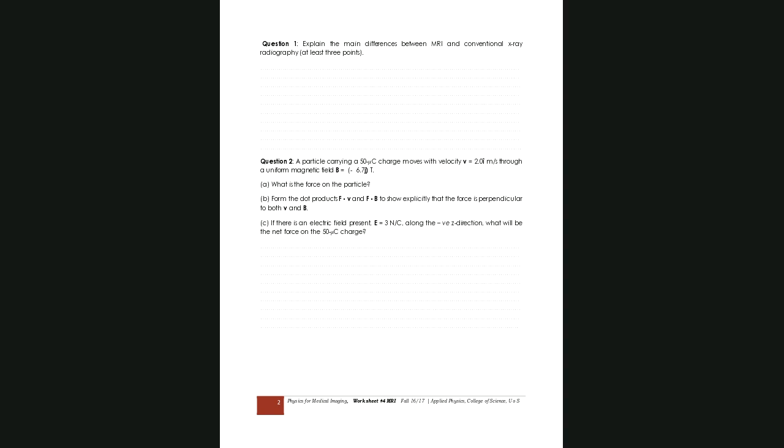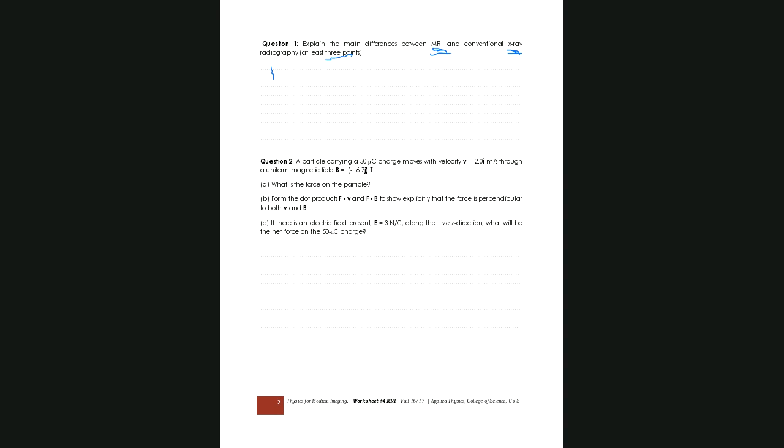So they want the first question. He wants you to compare X-rays and MRI, and explain the main differences. He wants at least 3 points, so let's make sure that we cover the main ones.